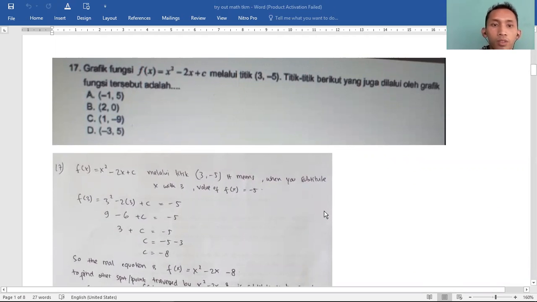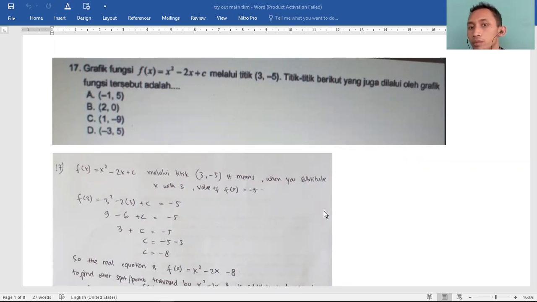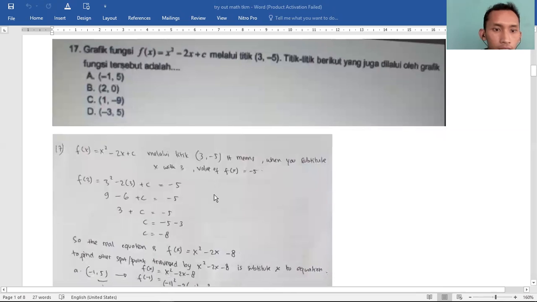Grafik fungsi. So graphic function, actually its equation is the same as before, like in our class. So it passes through 3, negative 5, and then kita disuruh mencari titik-titik lain yang dilalui fungsi tersebut. We have to find the other points. So I can write it like this. This is the equation.